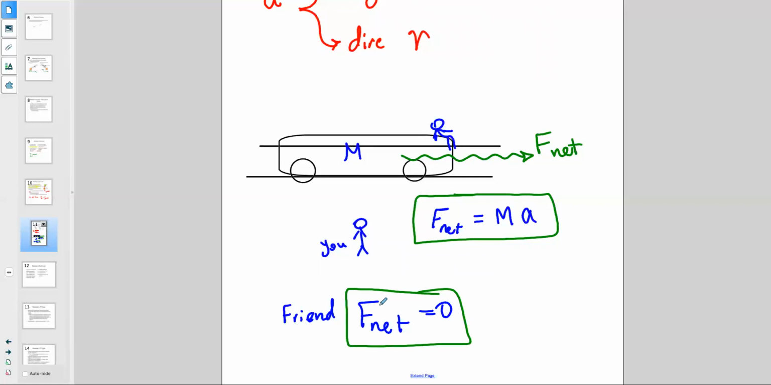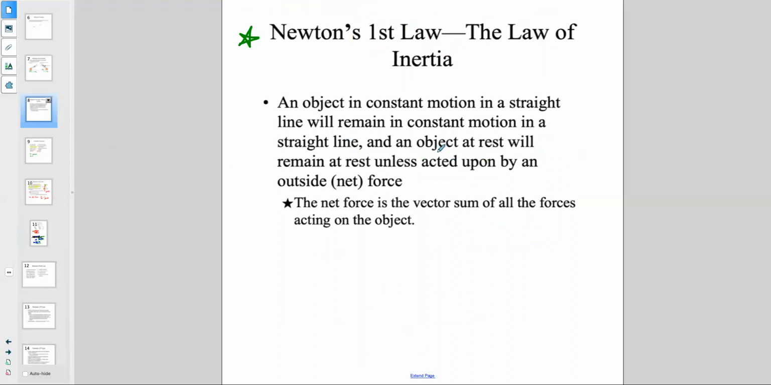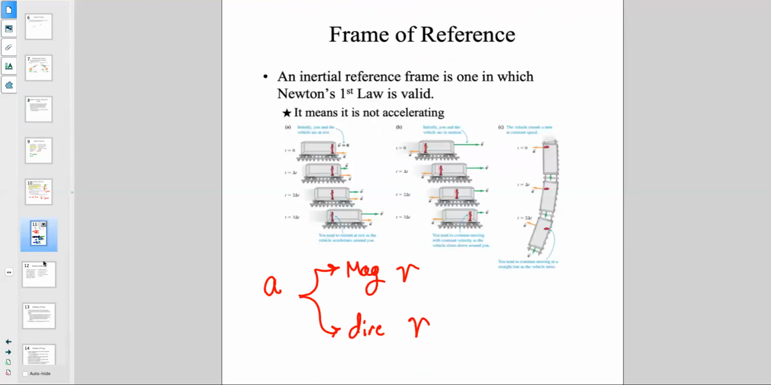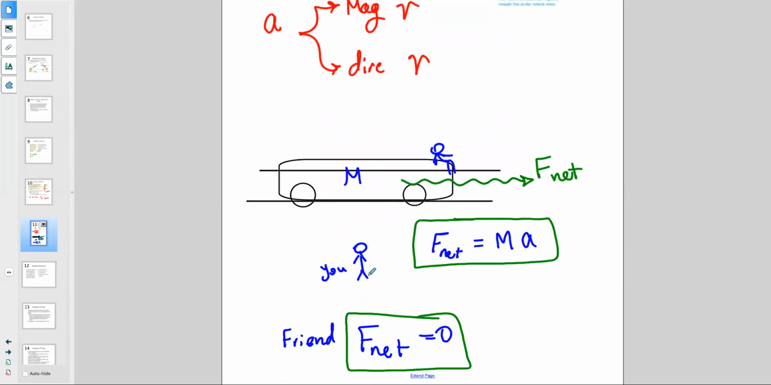So he thinks that since the train is not moving with respect to me, there has to be no net force acting on it. Remember the first law? An object at rest will remain at rest unless acted upon by a force. So since this train is staying still, there's no force acting on the train. Okay, so which one is the truth? We're looking at the same thing. We have to have one physics. Yes. We have to have one type of physics here, but which one is giving us the truth?